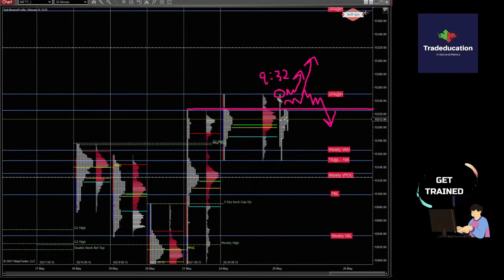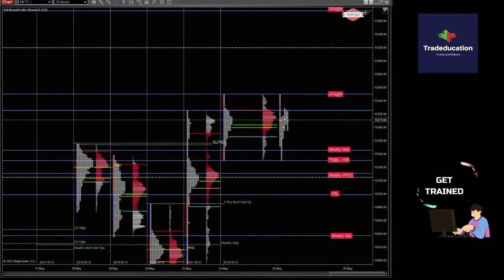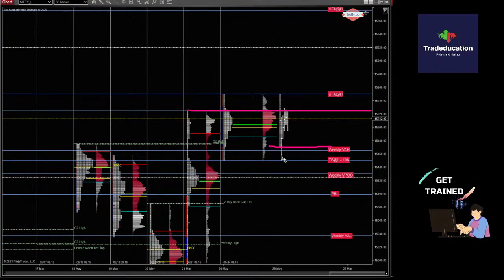So I was looking for new buyers to step in, and there was a lot of choppy action seen between this and this range. It was just going higher, coming down, going higher, coming down, and then there was a sharp downfall. During this sharp downfall, once the auction entered within the previous day's range, that's where I went short, keeping my target of the A period low. So that was a fast trade which I was looking at.